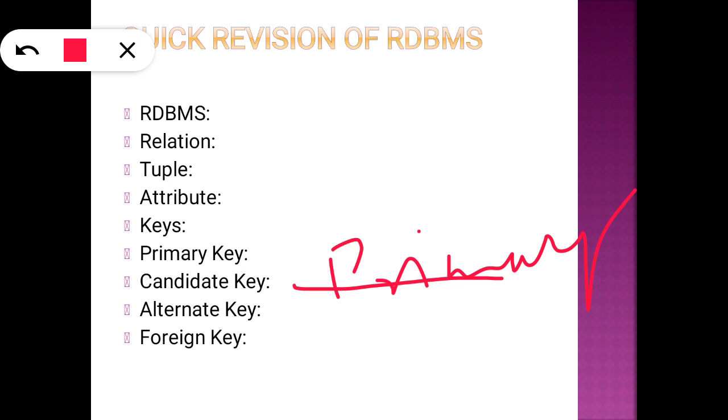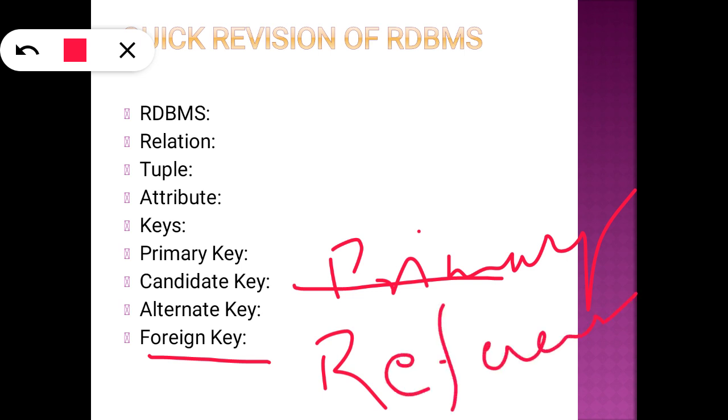Foreign key is also known as referential integrity constraint, which is used to join two or more tables or build a relationship among two or more tables.